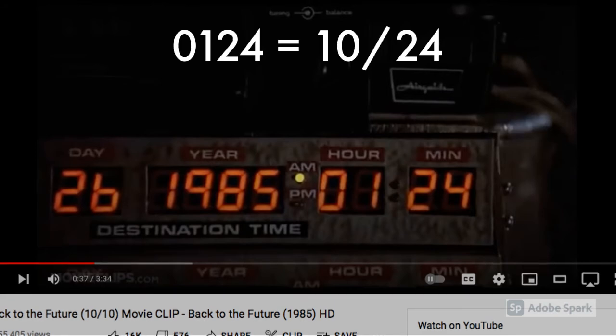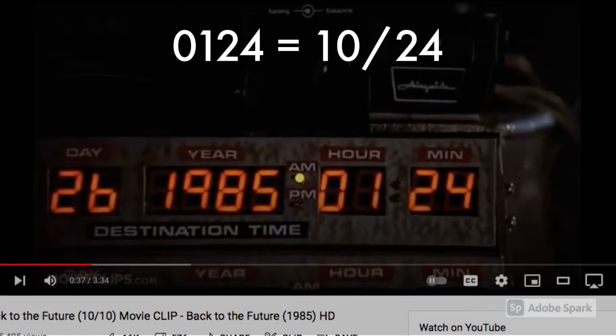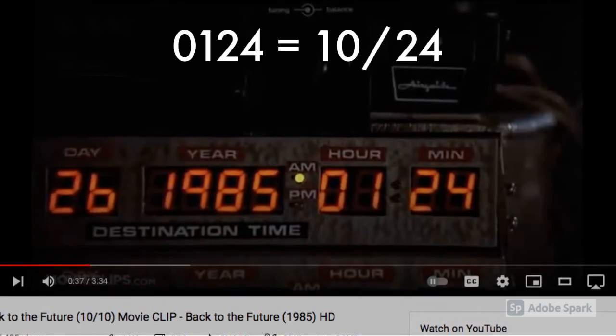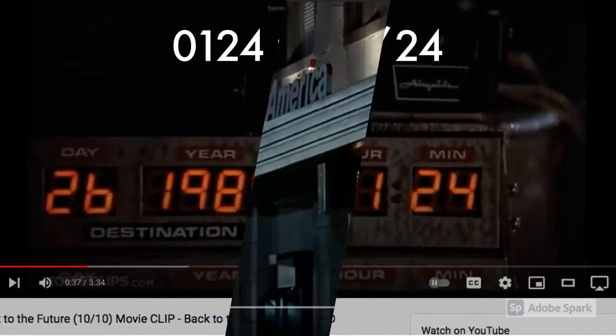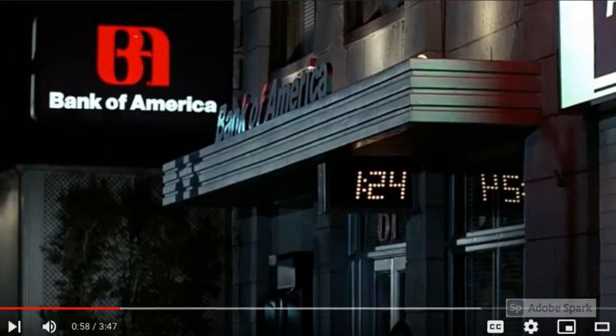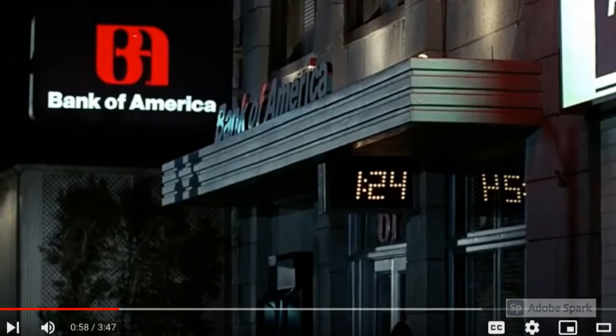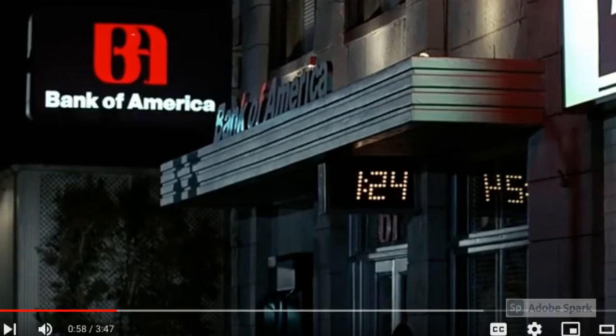Marty adjusts the time 10 minutes early so that he can save Dr. Brown's life. So 124, and it's October 24. And reference back to the previous slide, it's exactly the same, 124. And then that 0124 is equal to here, 124. At the same time, the reflection is 45. So number 45, we all know who's number 45. So that's why they like the number 45.